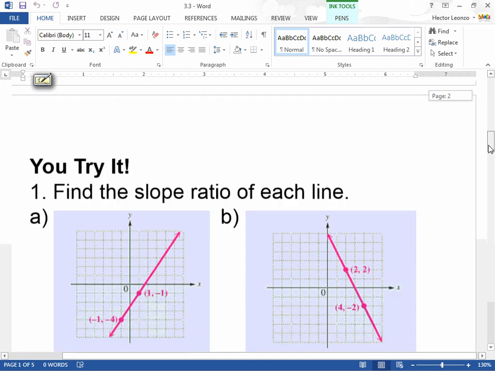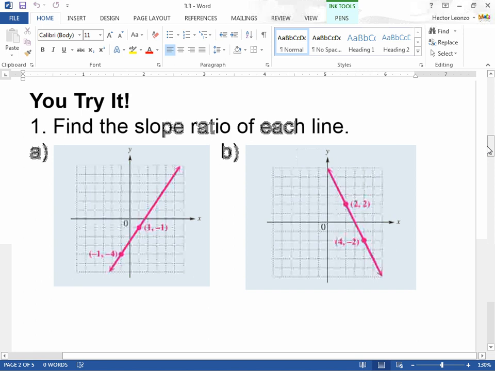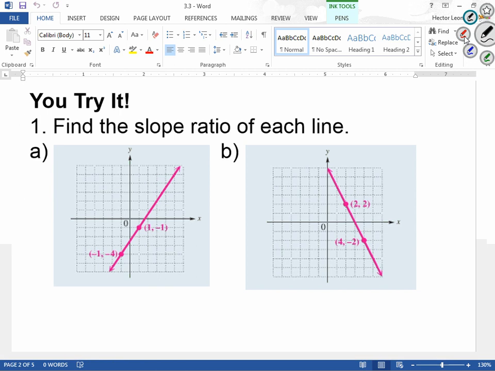So let's take a look at these. My example A, I expect a positive value. My example B, I expect a negative value. For slope, most of the time we do it in fractions. So let's take a look. You need 2 points. You need 2 points on the graph.